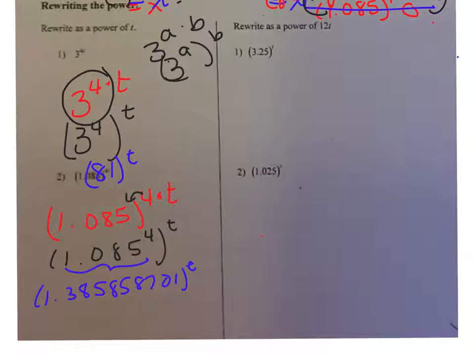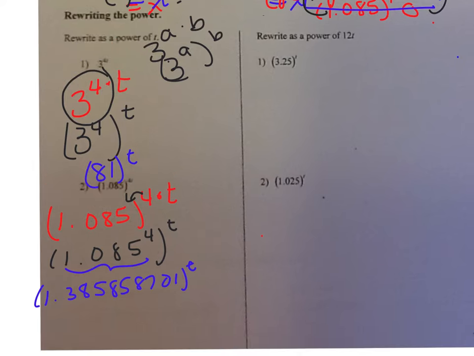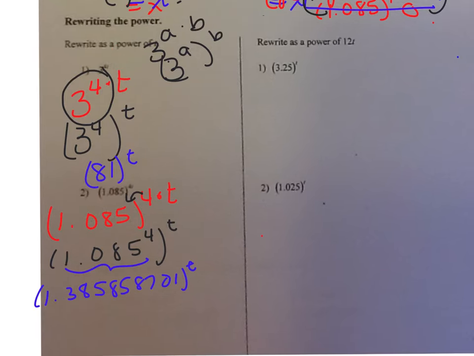Okay, so let's take a look at the right side here. The next one says write as a power of 12t. So when I'm done, I have to have a 12t power there, but it has to be the same number. So this is what I want. I want to take 3.25 and raise that to the 12t power. It still has to be this answer when I'm done, but I need to have a 12t down here someplace. When it's simplified, it still has to be 3.25 to the t power.